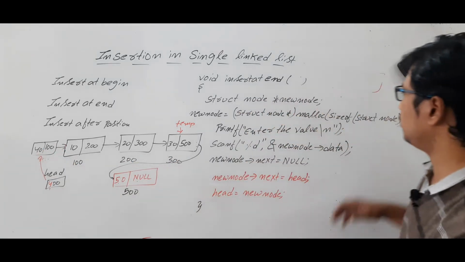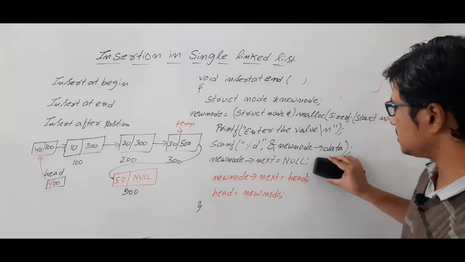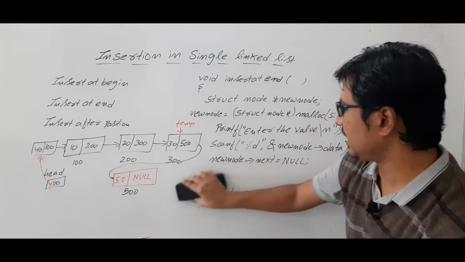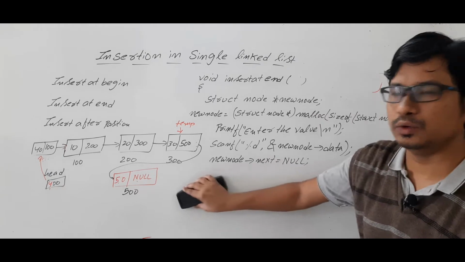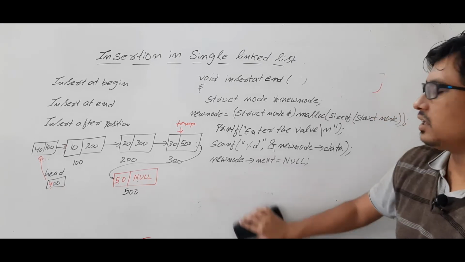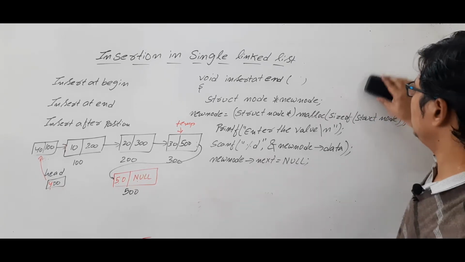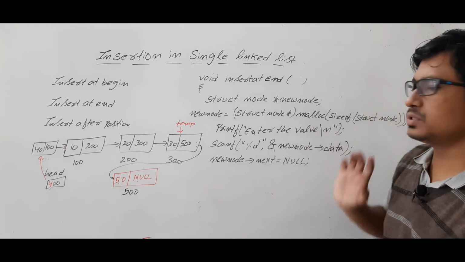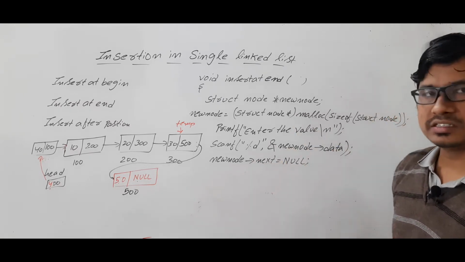So to do that, this part is the same till now. For inserting at the end also, you have to create a new node and allocate the memory dynamically using the malloc function. Then you ask the user to enter the value. All these things are the same.